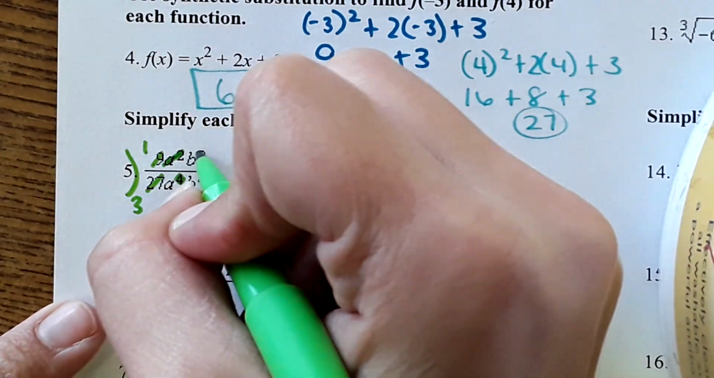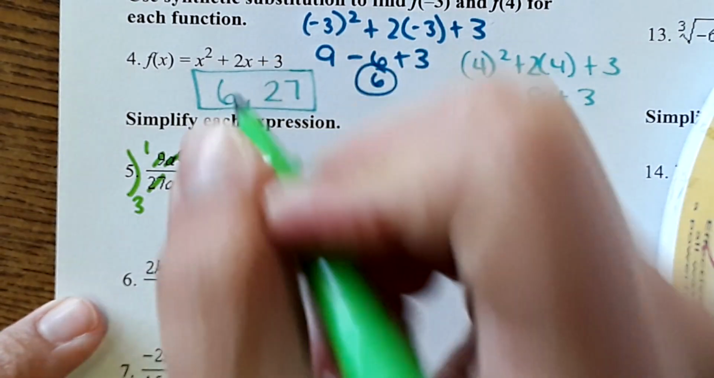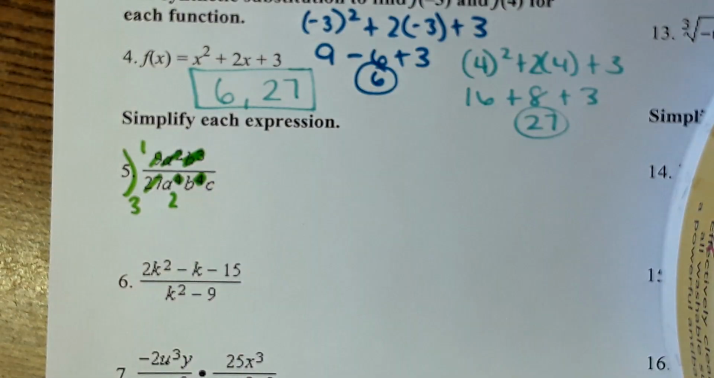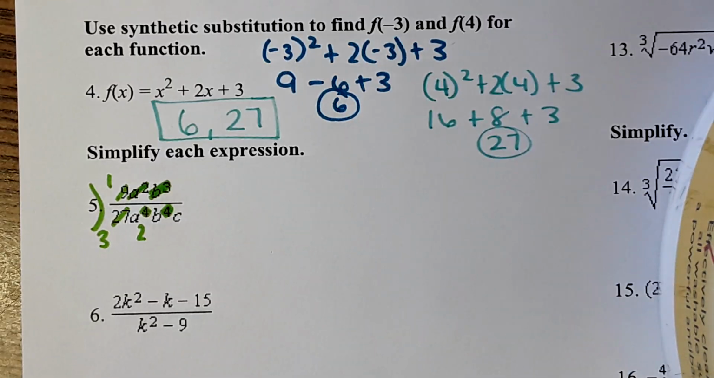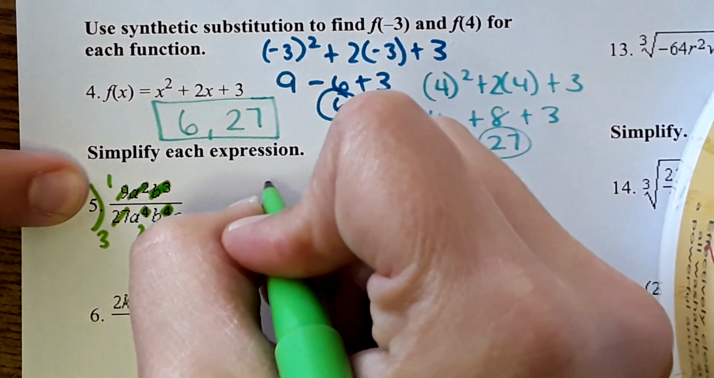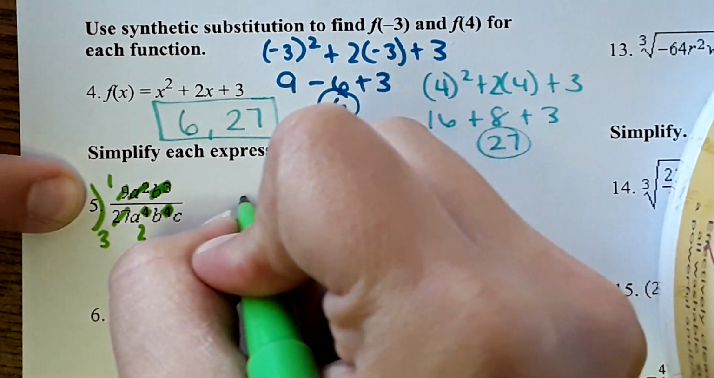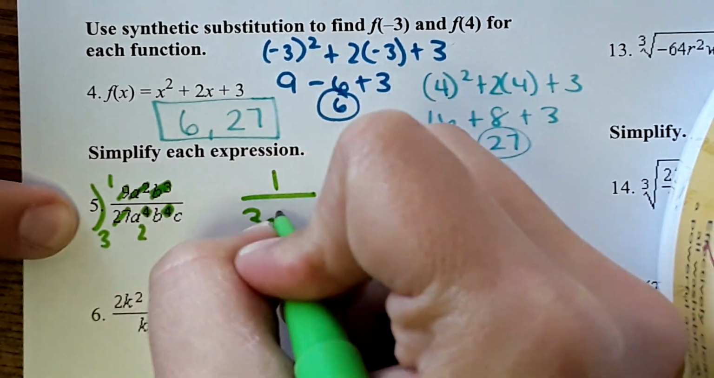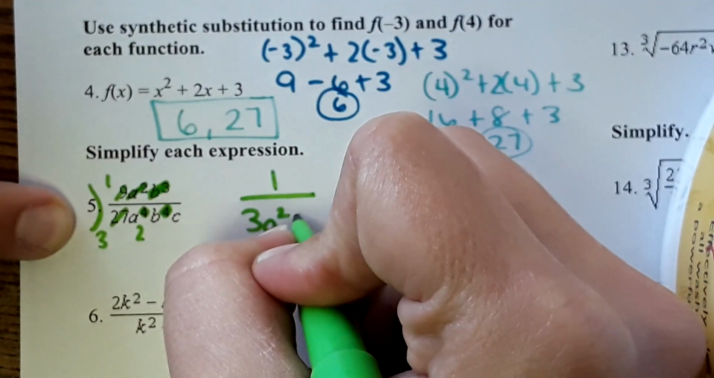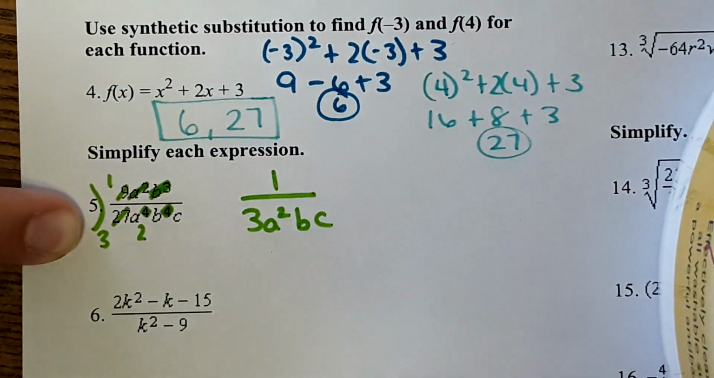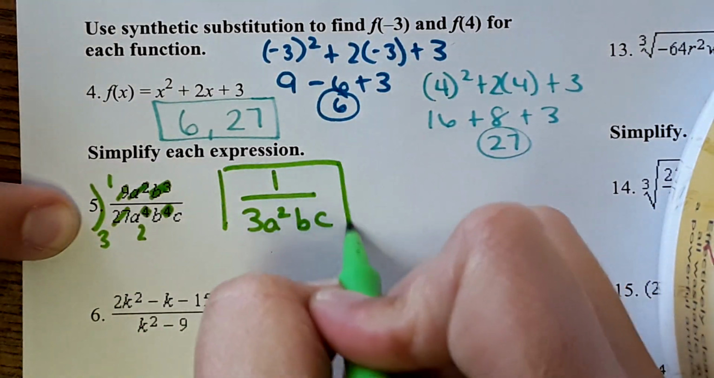Then all 3 of these b's would cancel, and you're left with 1 b right here. And then c doesn't have anything to cancel with. So once you do all that, you can just write what you have left over: 1 over 3a squared, 1b, and a c. And that's the answer.